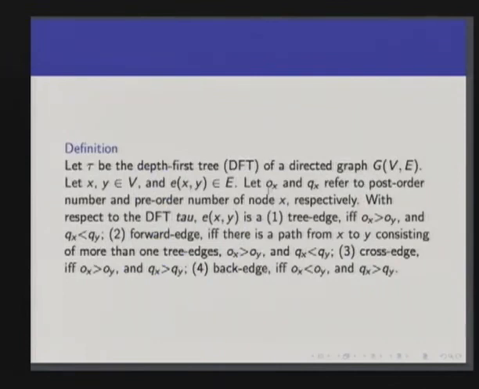Actually, we can use the post-order numbers and pre-order numbers to determine whether an edge is a tree, forward, cross, or back edge. For example, for the tree edge, let O(X) and Q(X) refer to the post-order number and pre-order number of a node X, respectively, with respect to the depth first search tree. It is a tree edge if the post-order number of X is greater than the post-order number of Y, and the pre-order number of X is less than the pre-order number of Y. Similarly, there are other rules using which we can determine forward, cross, and back edges. Once we have this information, we can decompose the original graph.